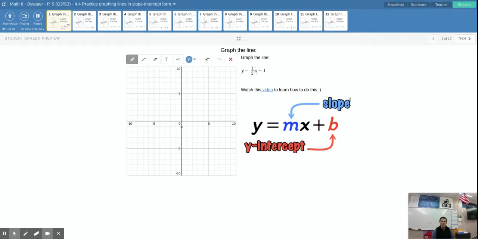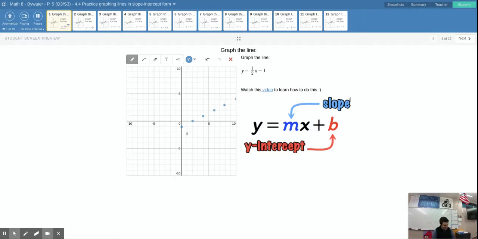Now my slope is 1/2. Now slope, you might remember, is rise over the run. So the slope of 1/2 says I need to go up 1 over 2. So I'm going to do that, and I'm going to click up 1 over 2. I started at -1, up 1 over 2. I'm going to do that again, up 1 over 2. Let's do that again, up 1 over 2. I'm just going to keep on doing that. I'm going to add several points to this line.